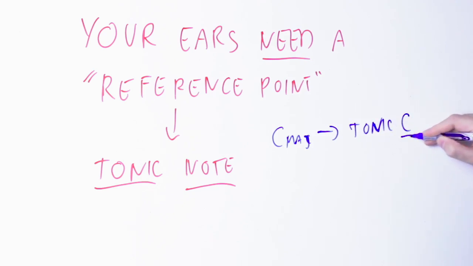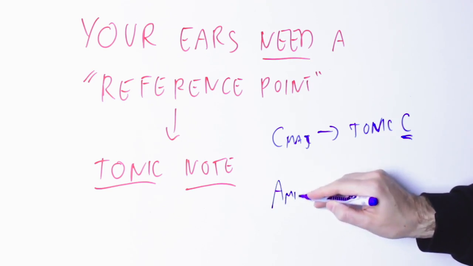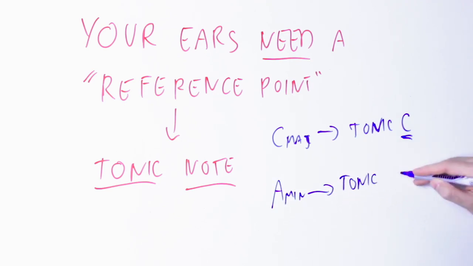How does your ear know that the tonic is the C when I play something in C major? Because typically I start and end the piece with a C major chord, so I make it really clear that C is the tonic of the piece. In A minor, the tonic is A. How does your ear know that A is the tonic? It's because typically when I play in A minor, I start and end things with the A minor chord.